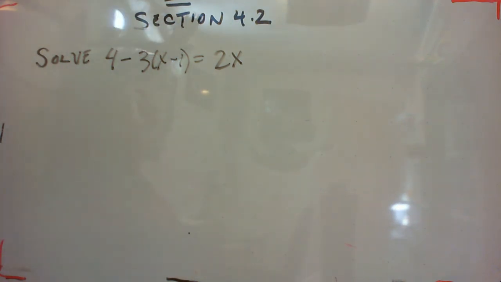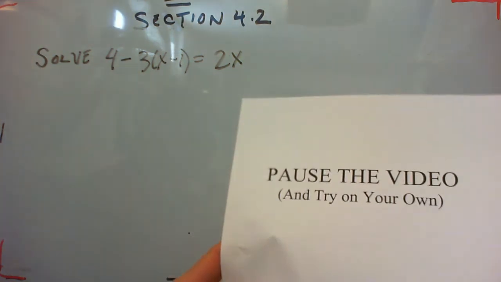Okay, and lastly, I have a review problem here for you. Solve 4 minus 3 times the quantity x minus 1 equals 2x. So you try this on your own.